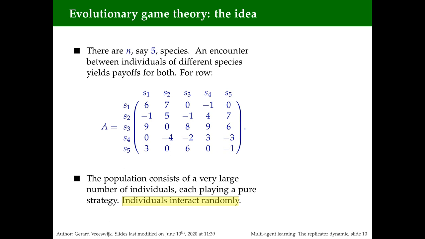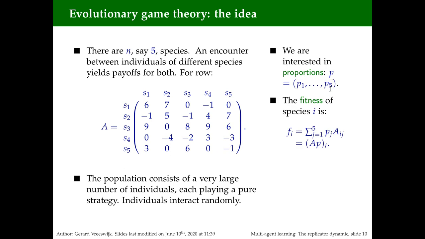There are other models, for example with cellular automata, but there location is important. But here location is not important. We are only interested in the proportions of the species, which must add up to 1. And you can calculate the fitness of the species if you know the proportions of the species.